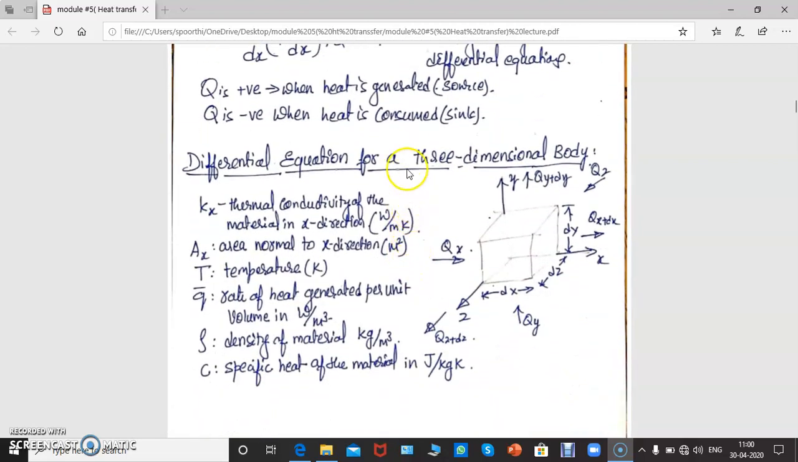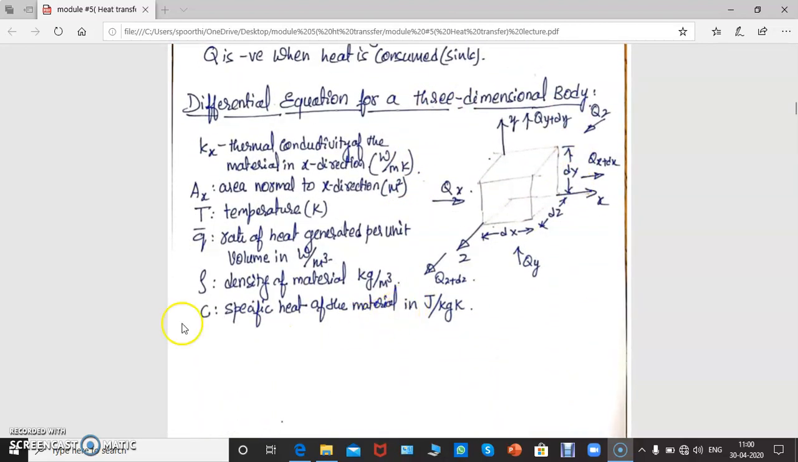Now, the differential equation for a 3-dimensional body. I consider a 3-dimensional body x, y, z. Now, you can see this is a small cube, qx, qx plus dx. Like that, all the 3 directions I have taken. Now, a small cube dx dy dz. Now, how do we derive the equation in this case for a 3-dimensional body?